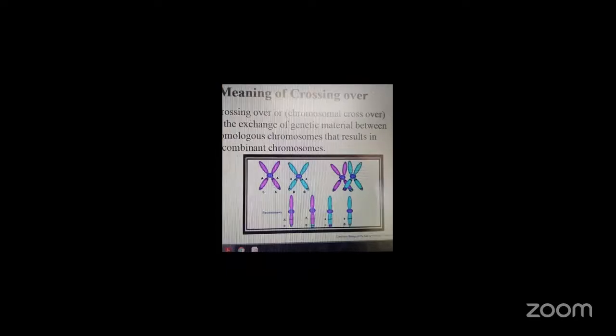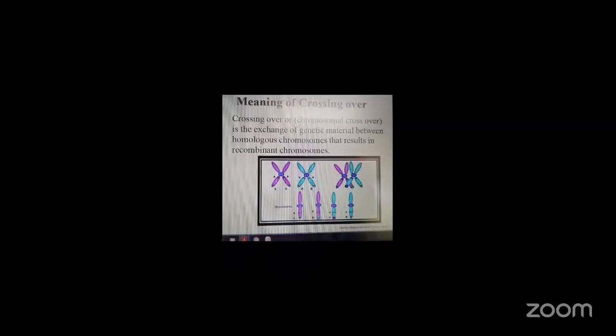So what is crossing over? Crossing over is the exchange of genetic material between homologous chromosomes that results in recombinant chromosomes. It is the exchange of genetic material between the homologous chromosomes.